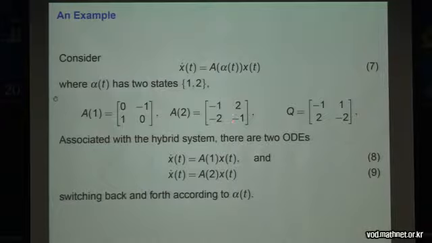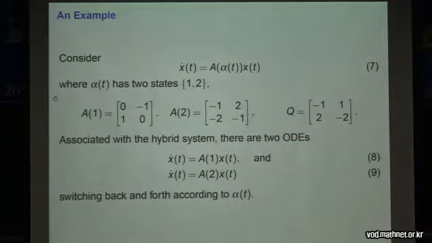And the generator of the Markov chain is given by this. So corresponding to A1, I have one linear system. Corresponding to A2, I have another linear system. What about if I couple them together? How does the system look? You see, in this case, I don't even have a diffusion. I just have a Markov chain switching.